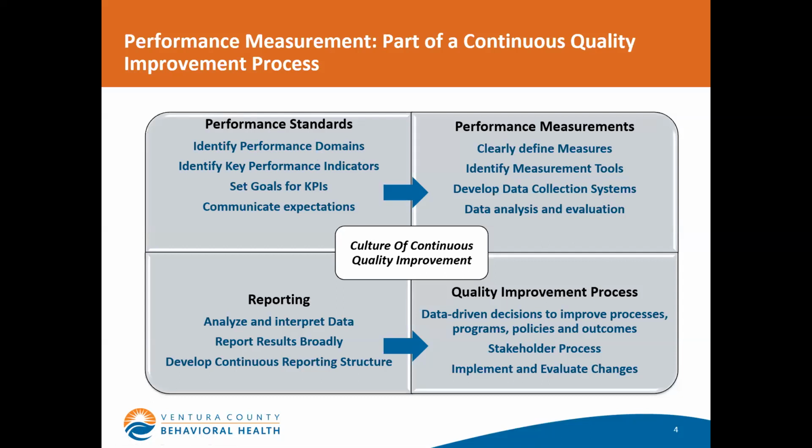and the different steps underneath performance standards. This is really establishing our organizational standards and goals to improve our operations and our practices. Once that's accomplished, we have our performance measures, again, use of measures to assess the achievement of the standards. Of course, our reporting, analyzing and interpreting the data and reporting broadly to all stakeholders. And then the quality improvement process, again using data-driven decisions to improve our processes, our programs, our policies, and overall our outcomes. And again, that should involve a stakeholder process.